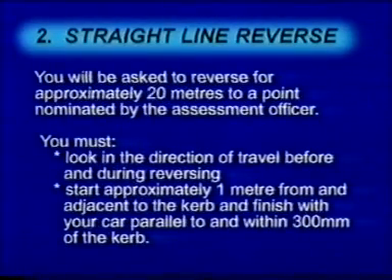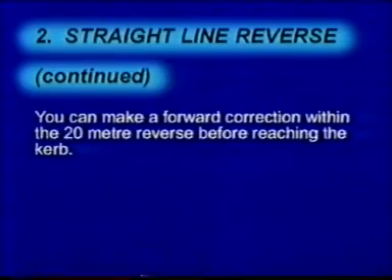Two, straight line reverse. You will be asked to reverse for approximately 20 meters to a point nominated by the assessment officer. You must look in the direction of travel before and during reversing, start approximately 1 meter from and adjacent to the curb, and finish with your car parallel to and within 300 millimeters of the curb. You can make a forward correction within the 20-meter reverse before reaching the curb.